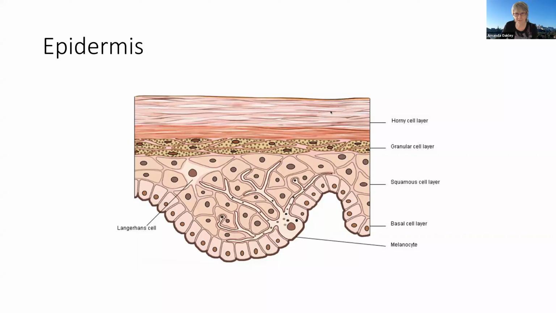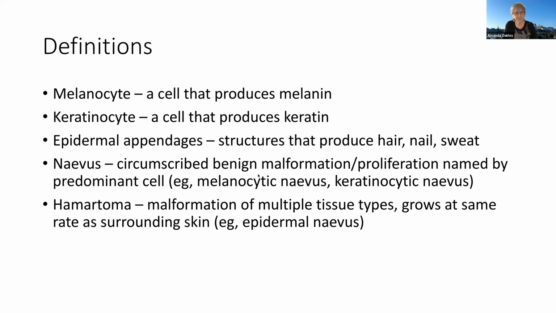the horny cell layer. The melanocytes, which produce pigment, are found normally at the basal layer, but they send dendrites to contact multiple keratinocytes. And it is these keratinocytes that carry pigment through to the external part of the skin. A melanocyte is a cell that produces melanin. A keratinocyte produces keratin. Remember that hair, nail, and sweat are epidermal structures.